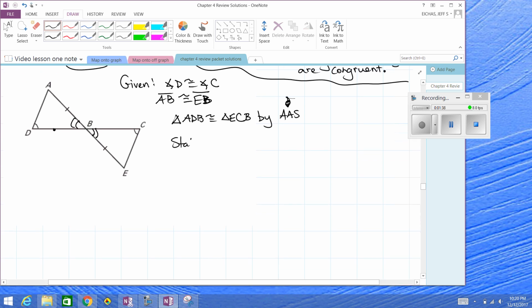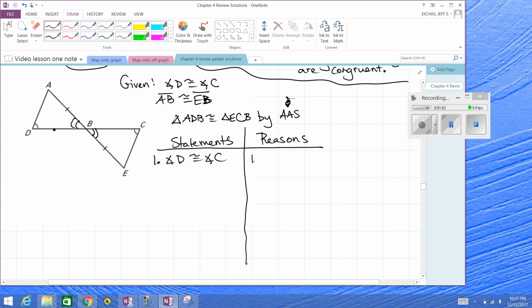Okay, so what I have first is I'm looking for a pair of angles. Easiest one I can use is the given. Okay, so angle D is going to be congruent to angle C. That was given. So that checks off that. Now we've got a pair of angles, so let's go for the vertical angles. Angle ABD is congruent to angle EBC, and that's by the vertical angles theorem. Vertical angles, I'll just write it out, are congruent.